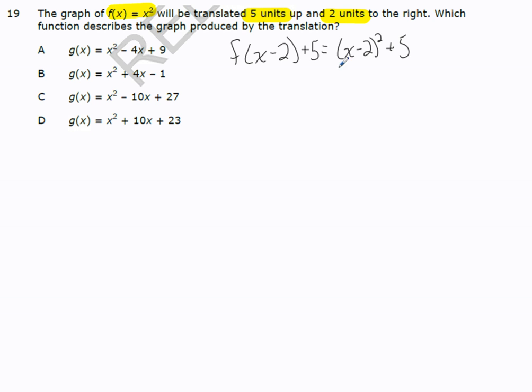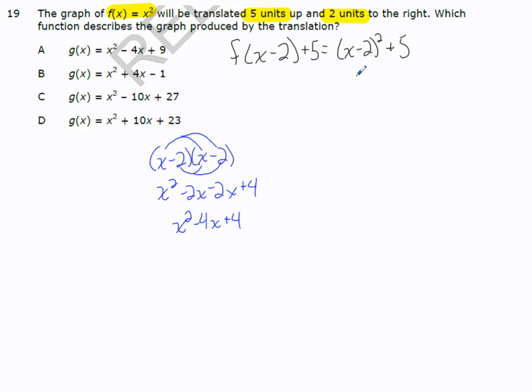Now all I have to do is simplify this side to see which one it matches up with. Okay, so x minus 2 squared. Now you can't just square the parts inside and say, yay, I'm done. You have to do x minus 2 times x minus 2, because that's what squared means. So here we go. We got x squared there, minus 2x, minus 2x, plus 4. So that's x squared minus 4x plus 4.